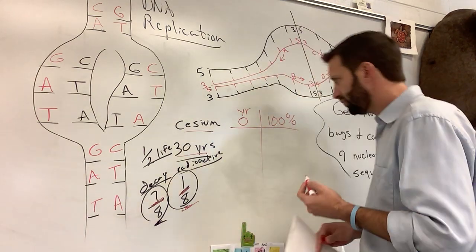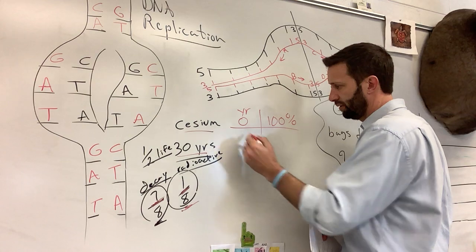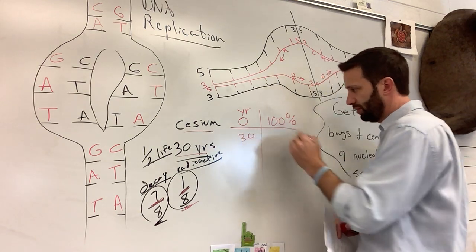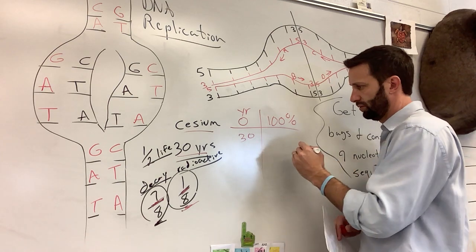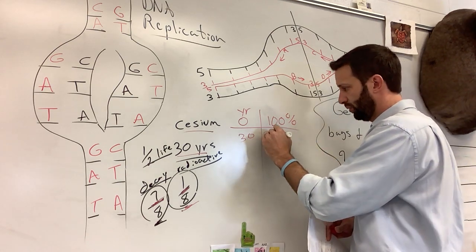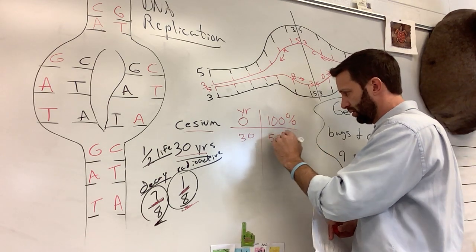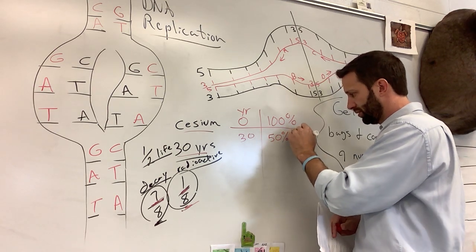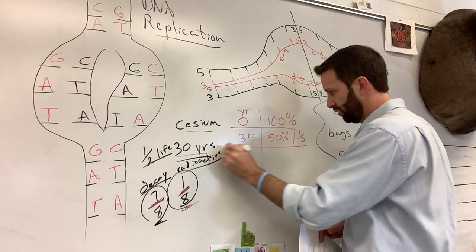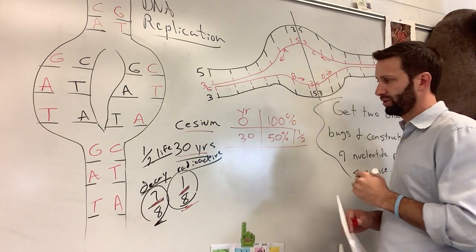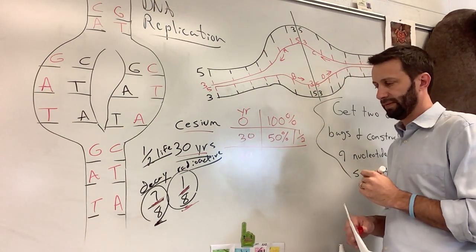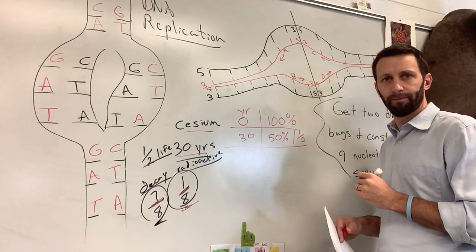So for our Cesium-137, after 30 years, how much of that radioactive material is broken down? Half of it, 50%. So we would be left with 50%, or you might also say 1/2 is left at that point. After another 30 years, how much of that radioactive material that we originally started with is left? 25%. What'd you say, Luke?